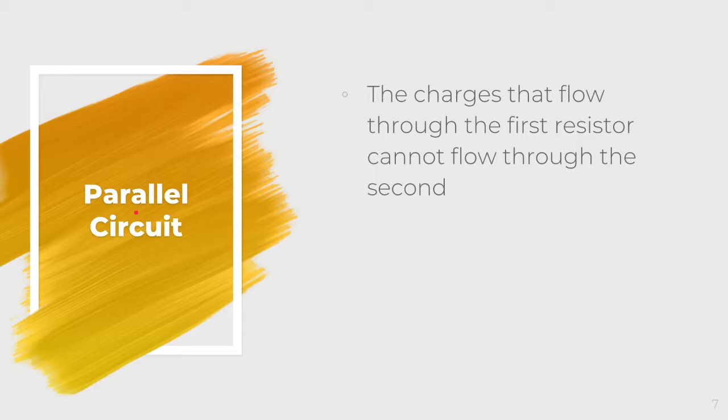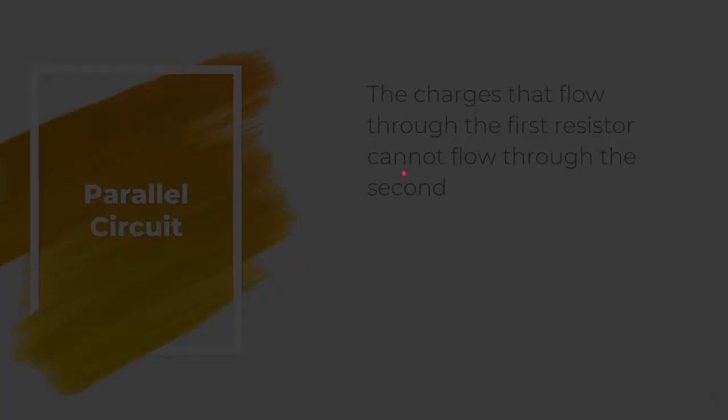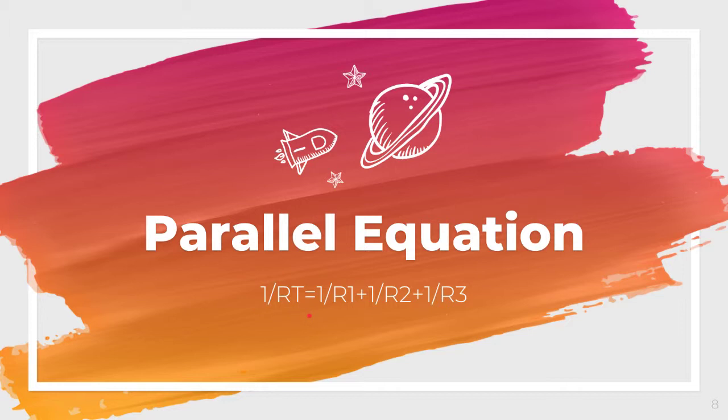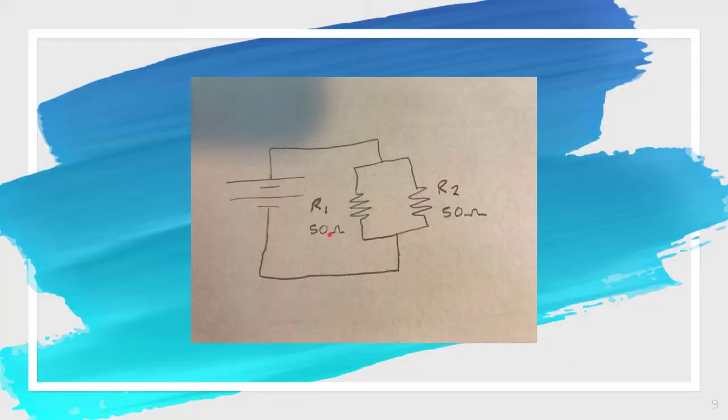The other type of resistance circuit is a parallel circuit, and in a parallel circuit, the charges that flow through the first resistor cannot flow through the second. The equation is the same as series, except you have to put the resistances under 1, and the circuit will look something like this. So if the charges come out, they can only take one path, so they have to choose right or left, go through a resistor, and make it to the other side of the battery. So they could either go through resistor 1 or resistor 2.